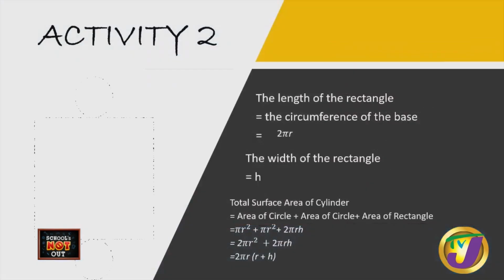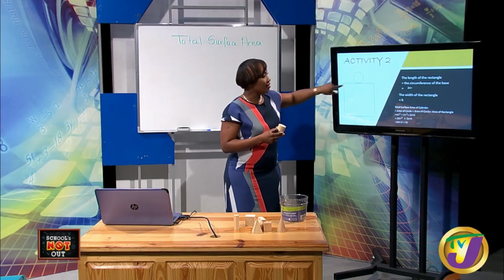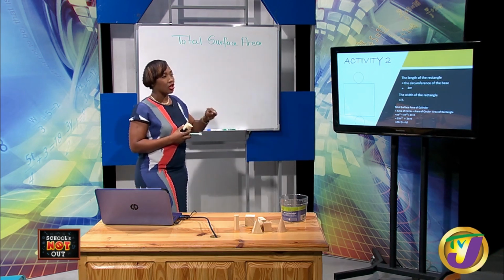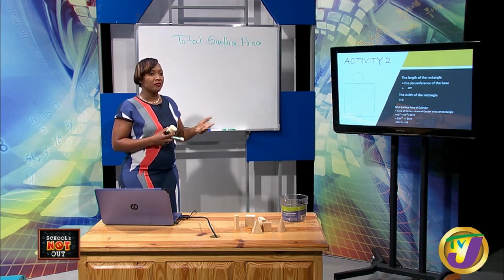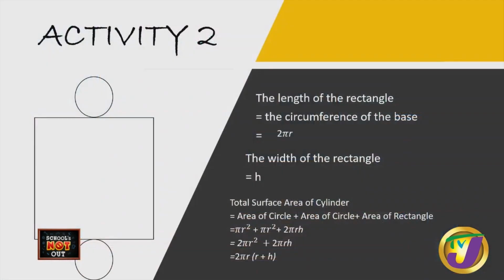Now, very, very important: when you open up this net, you will realize that the circumference of the circle is also the length of one side of your rectangle. As you can see here, the length of the rectangle is equal to the circumference of the base. Now, what do you use to find the circumference of a circle? Correct, 2 pi r. So 2 pi r is now not only the circumference of that circle, but it is now one of the sides of our rectangle. So the width of the rectangle is the height.